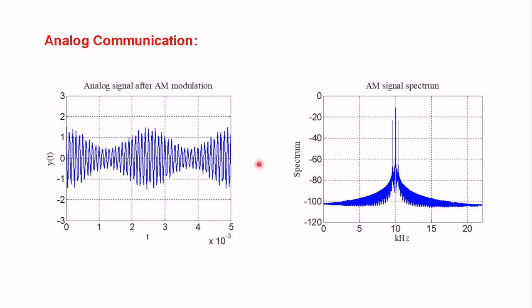There are other analog modulation schemes that change the frequency of the carrier or the phase of the carrier, which are called FM and PM. And hopefully you have an idea about these subjects.